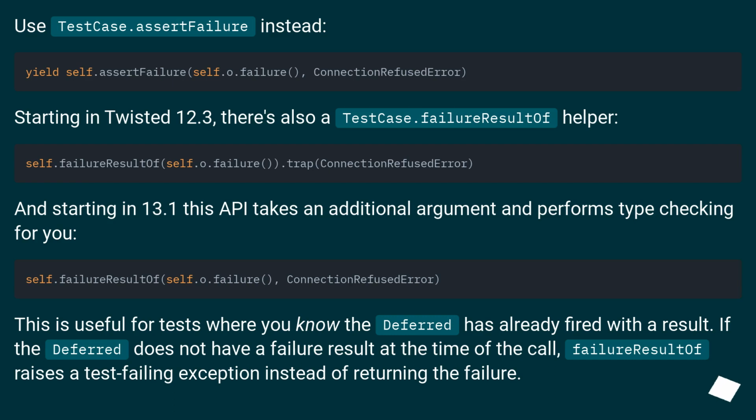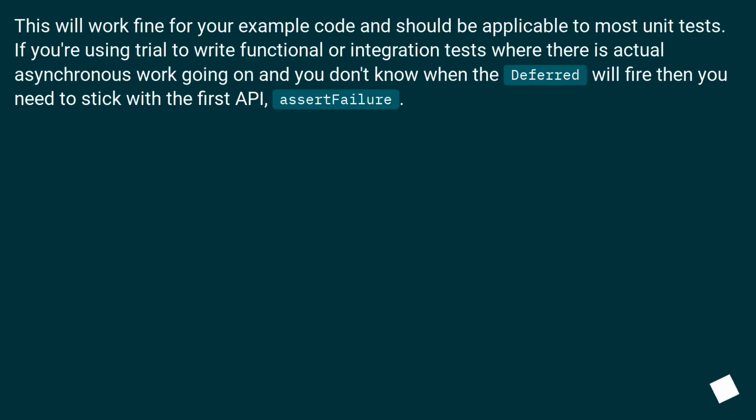This is useful for tests where you know the deferred is already fired with a result. If the deferred does not have a failure result at the time of the call, failure raises a test failing exception instead of returning the failure. This will work fine for your example code and should be applicable to most unit tests.